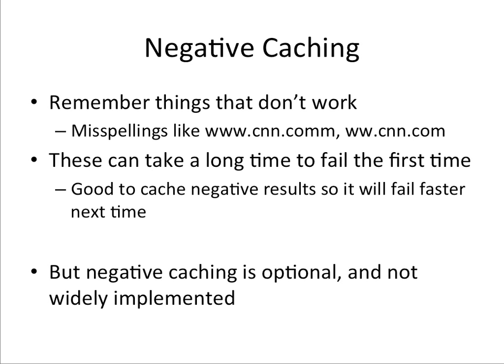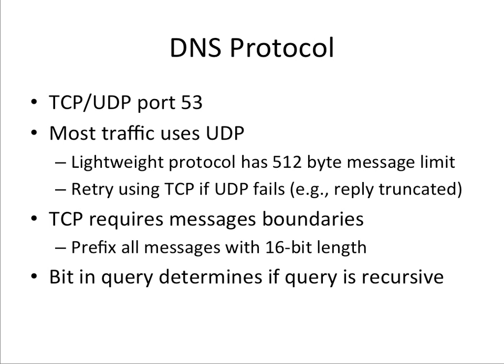So every time someone makes that typo, you're going to send that request and do the whole recursive lookup. And because this lookup is never successful, you're never going to cache that. So it might be important to do negative caching sometimes.